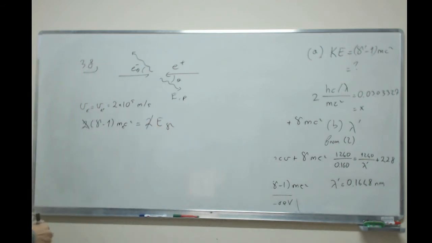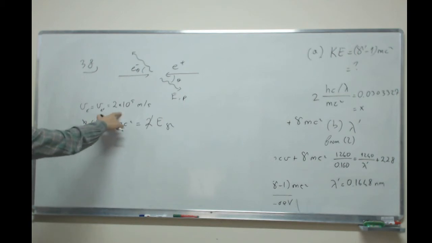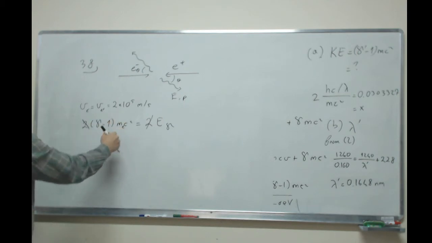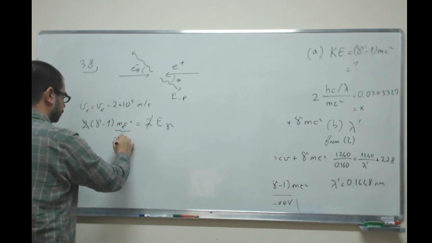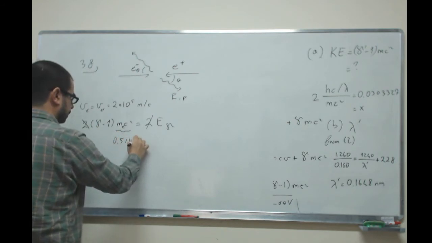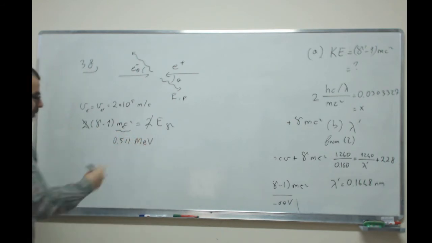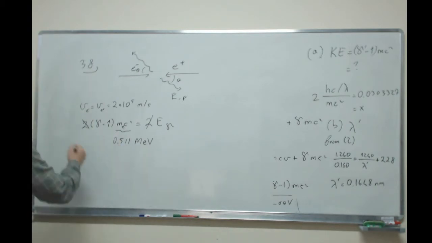All right, and to do that, I need to calculate gamma, but this is straightforward, right? Gamma I can calculate from here, and this one is 0.511 MeV. So you can carry out the calculation. I'm not going to do this. You can carry out the calculation, just the algebra. And then they're asking for the momentum as well. So this is the energy part.